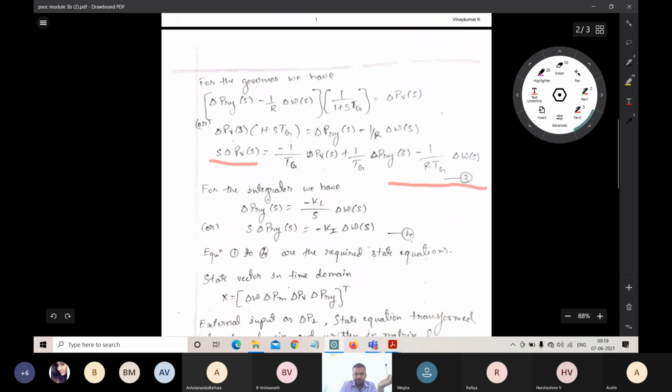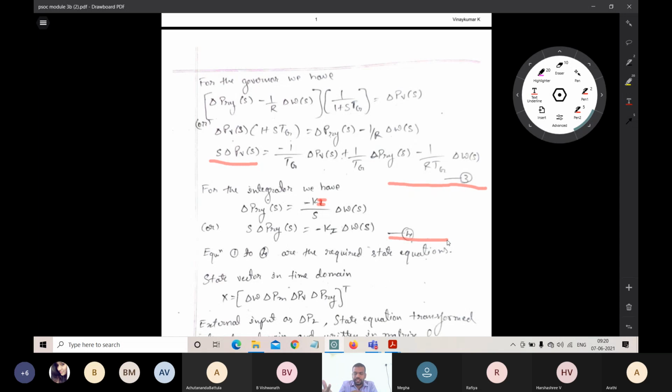Delta P reference of S, the output, is equal to input into control function, minus Ki by S. So just take the S term here. S delta P reference of S is equal to minus Ki delta omega S. This is I, not L. Integrator Ki. So equation 1, equation 2, equation 3, equation 4. These equations are called state equations.